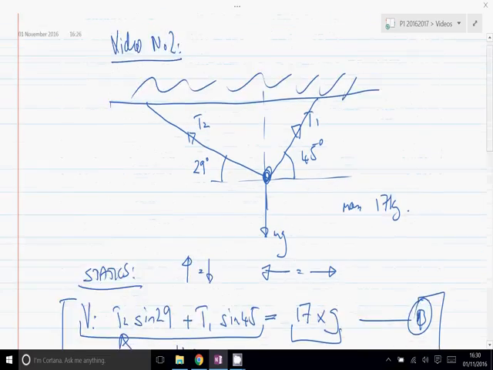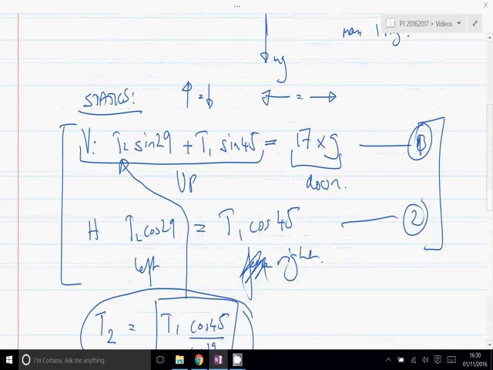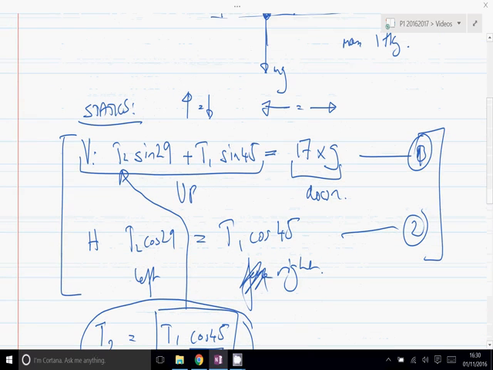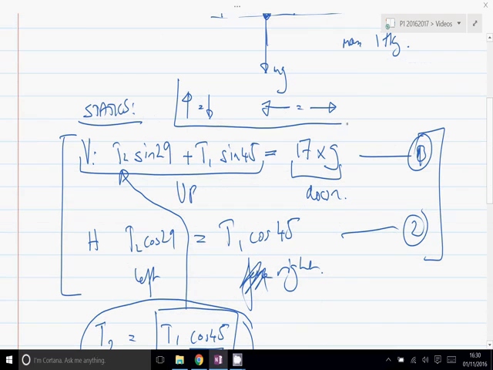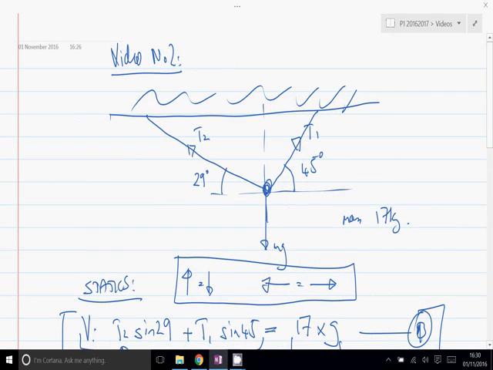Alright, so that's a very, very simple thing to do. You've got to be able to do that. Always remember, up equals down, left equals right. This is all you have to remember, plus the stuff from video 1 about resolution. If you know all that, you'll be fine tomorrow in the tests.